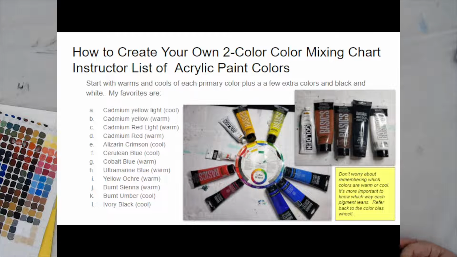Cad red light is an example of a warm red, and cadmium red is also considered a warm red because that reflects orange. Alizarin crimson, on the other hand, quinacridone red, quinacridone magenta, the pinks, they reflect violets, so they're considered to be cool reds. Cerulean blue reflects green. Cobalt blue reflects violet. Ultramarine blue reflects violet. Yellow ochre is a warmer color.